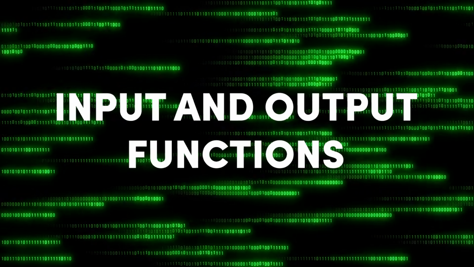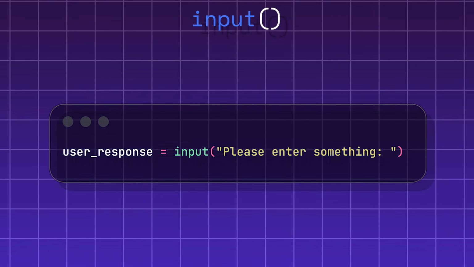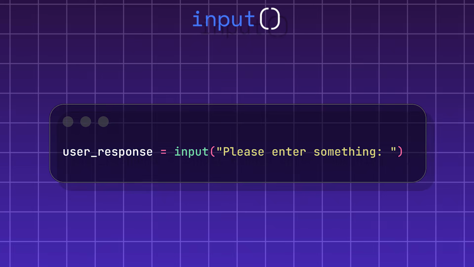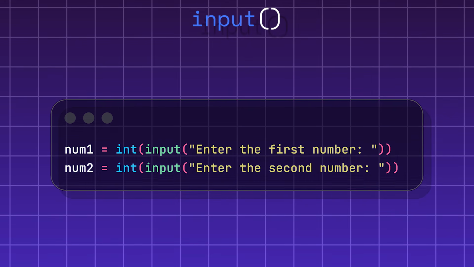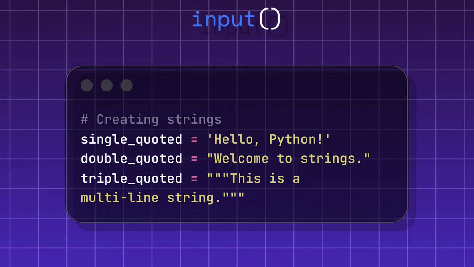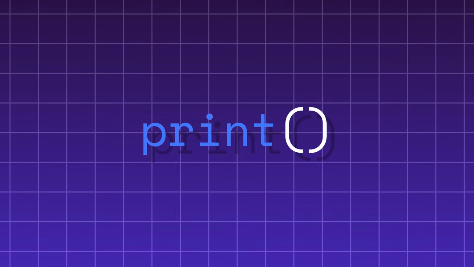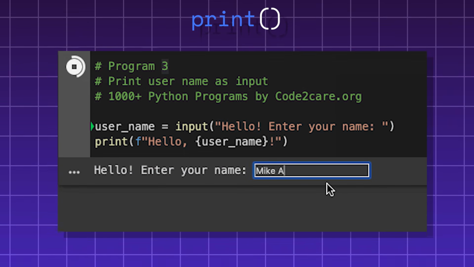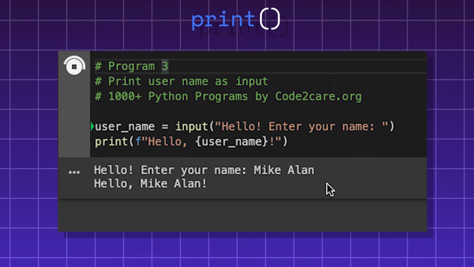Input and output functions. Input grabs text from the user, usually text entered into a console. The information can be entered and stored into a variable, and anything entered is a string data type. Print displays text on the screen, usually in the console. It's often used for testing code.